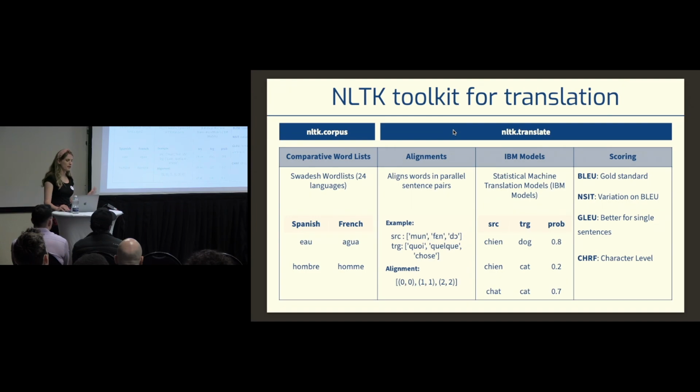So one of the big comparative word lists we have within the NLTK library is called the Swadesh word list. I don't know if you guys are familiar with this, but it is a word list that has parallel words translated across 24 different languages. So if you want to build something using just a dictionary style type of translation and your languages are available in here, have a look. It might be a quick way to start off on your translation journey.